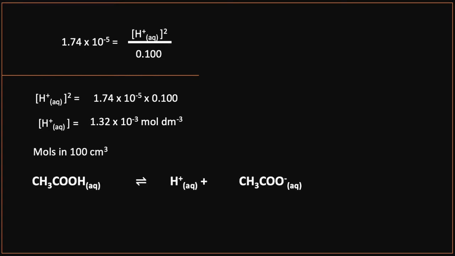And if we look at how many moles we would have in 100 centimeters cubed of solution, we would only have 1.32 times 10 to the minus 4, and that compares to 0.0999 moles of ethanoic acid. So we'd only require a very small amount of added acid to react with all the ethanoate ions that we have there, and our system would no longer be in equilibrium. So let's look at how we make a buffer up and what it is.